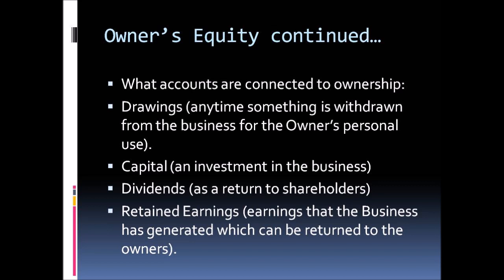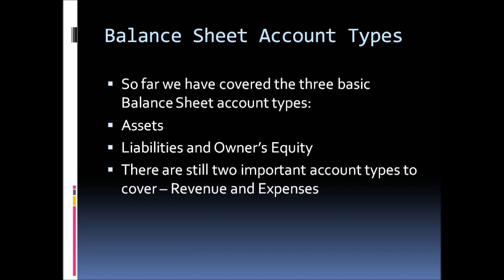As a return to shareholders, and retained earnings. And these are earnings that the business has generated which can be returned to the owners. So far we have covered the three basic balance sheet account types: assets, liabilities, and owner's equity. There are still two important account types to cover: revenue and expenses.